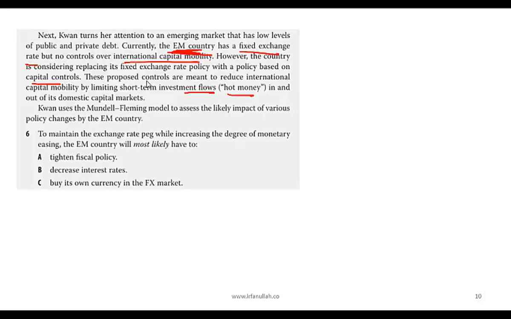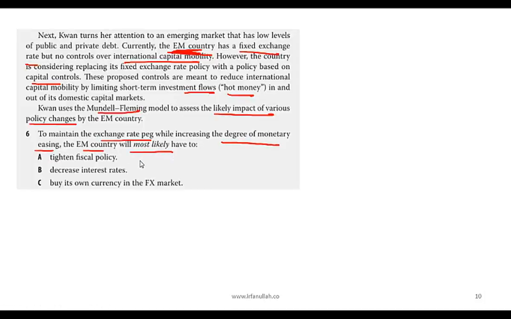Okay, so let us look at the questions. Kwan uses the Mundell-Fleming model to assess the likely impact of various policy changes. The first question is, to maintain the exchange rate peg while increasing the degree of monetary easing, the EM country will most likely have to do what?